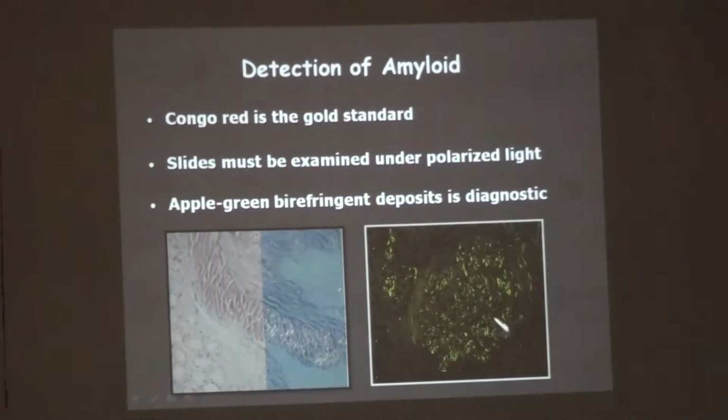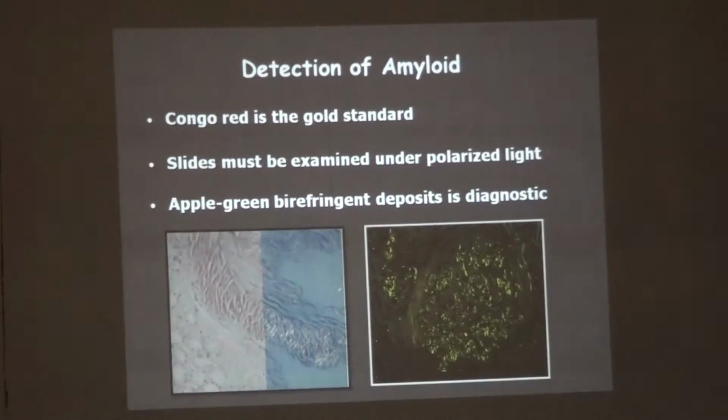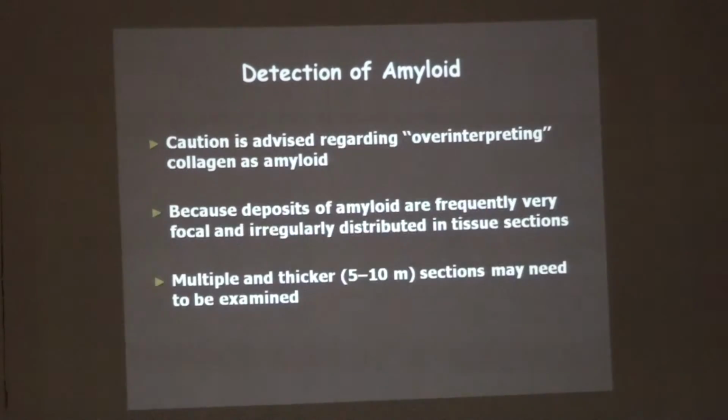Normally it should show a red color, but in case of polarized microscopy, we can see this Congo red with an apple green birefringence appearance. So that is the diagnosis. Caution is advised regarding over-interpreting collagen as amyloid, because deposits of amyloid are frequently very focal and irregularly distributed in the tissue section. Multiple and thicker sections may need to be examined.